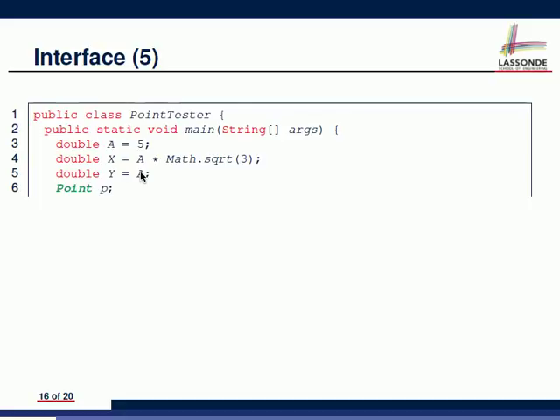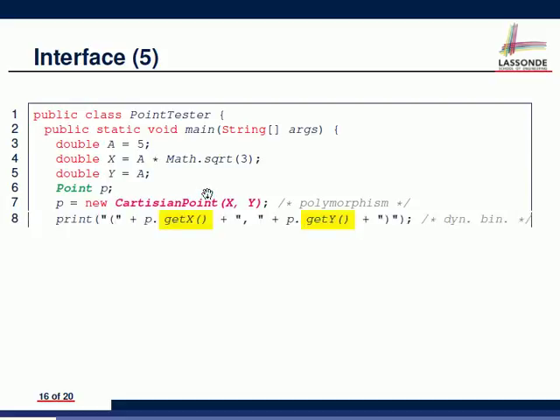First of all, let's declare a variable called p, and the static type is points, an interface type. That means any descendant class that implements this interface can be the dynamic type. It can be polar points or Cartesian points. Let's say P is assigned to new Cartesian point x and y, just x and y over here. And it's polymorphism because we are changing the shape now to Cartesian points.